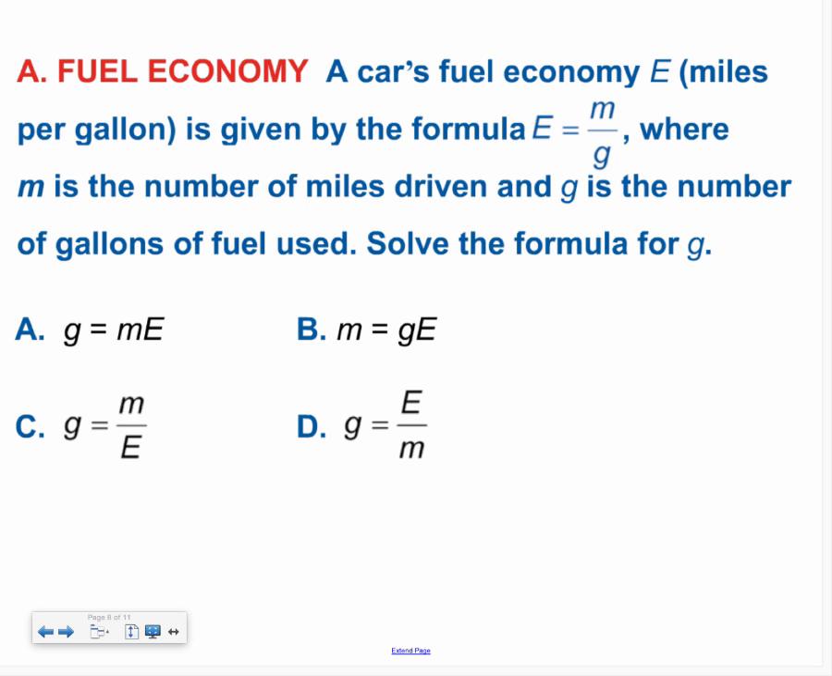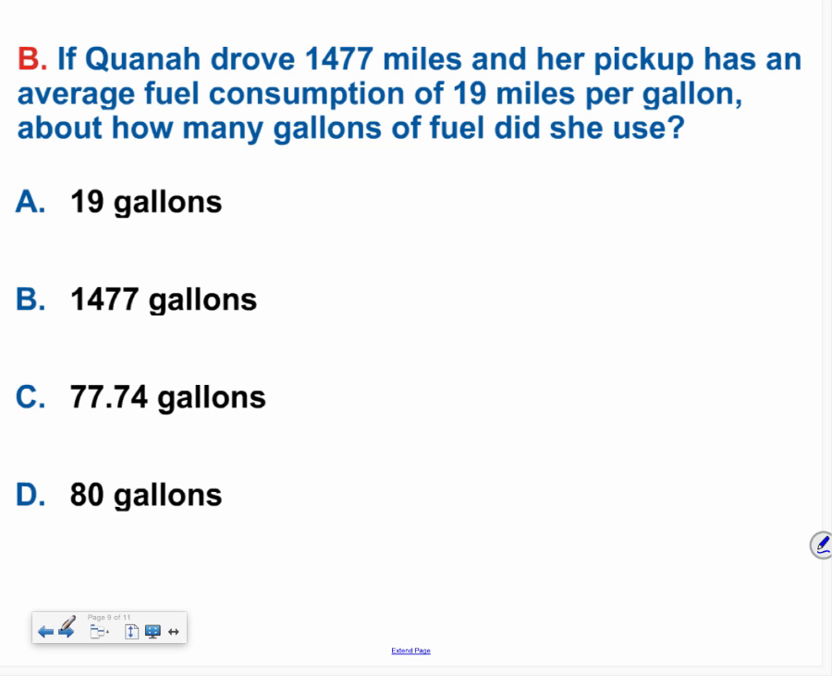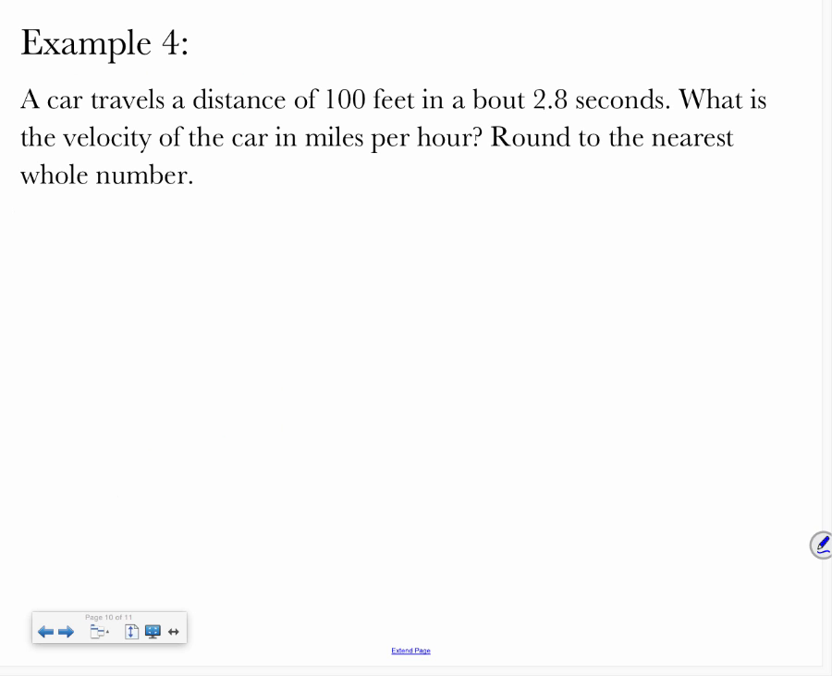Okay, go ahead and try this one on your own, see how you do. Hopefully you ended up with G equals M over E, and then go ahead, keep that, and try this next one, see how you do. Alright, hopefully you ended up with 77.74 gallons. If not, be sure to ask for help, whether you struggled with the first part, the second part, or both parts of this question. Be sure to reach out for help, okay?